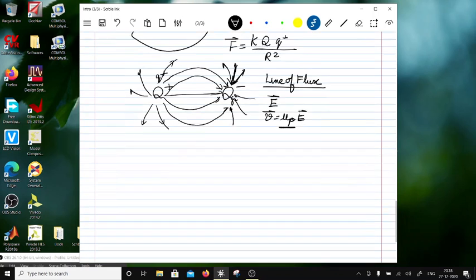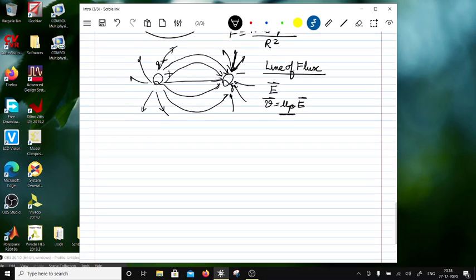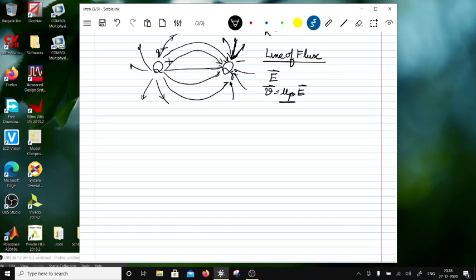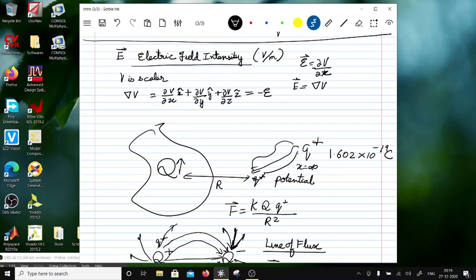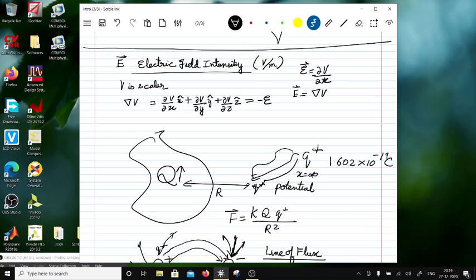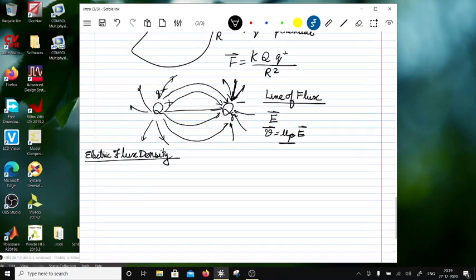Okay, so what I was saying was these lines of flux. Now these lines of flux can be very much packed together, like high density. So there is another characteristic called flux density, or rather electric flux density. And then there is electric field intensity, which I just explained. The unit of electric field intensity is V/m, voltage per meter, volts per meter, right?